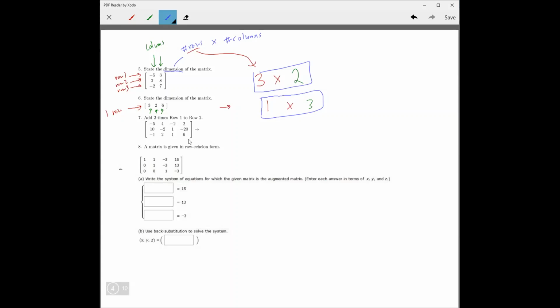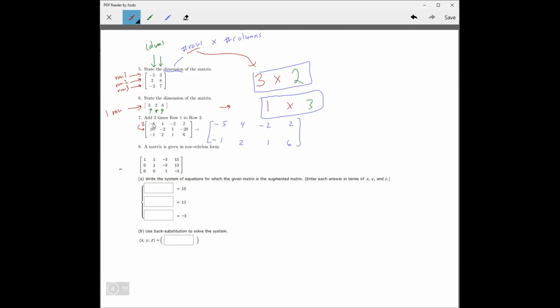And then, now 7 is doing row operations, and these are similar to the operations we do to the equations to get equivalent systems. So add 2 times row 1 to row 2. We're adding a multiple of row 1 to row 2. That means that row 1 does not change. Row 3 doesn't change either. It doesn't say anything about doing anything to row 3. Only row 2 is going to change. So we're going to add 2 times row 1 to row 2.